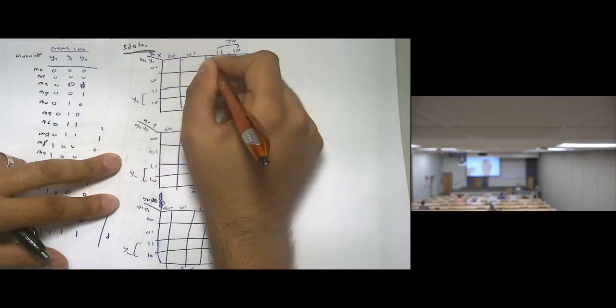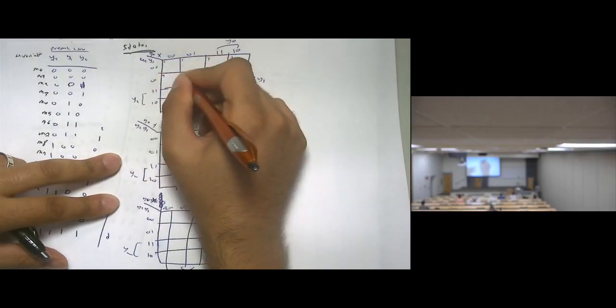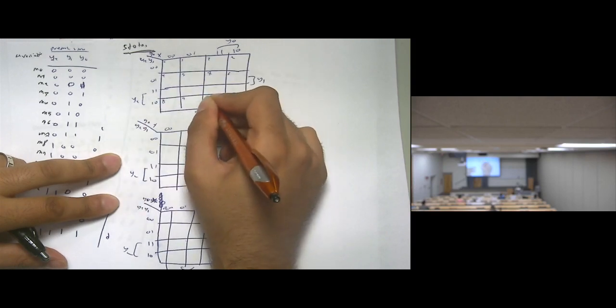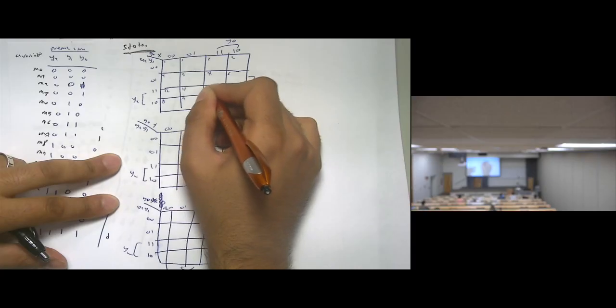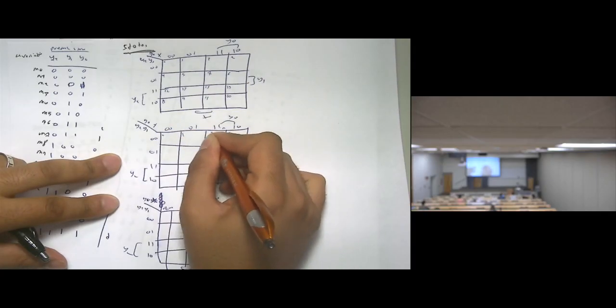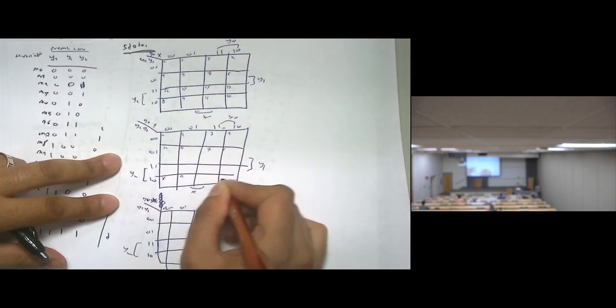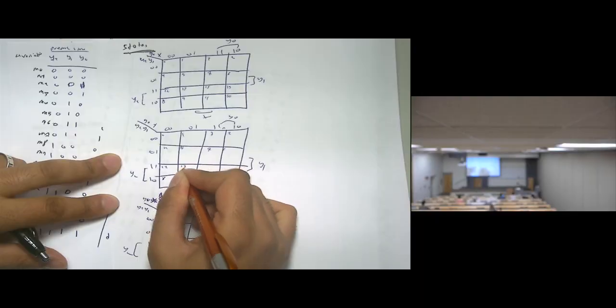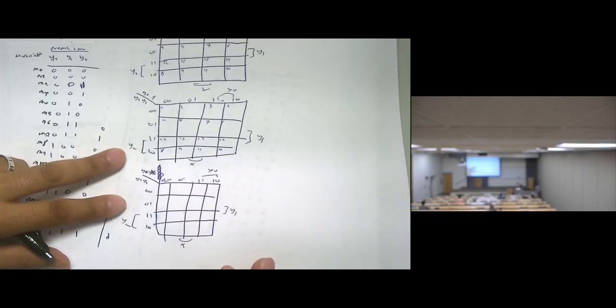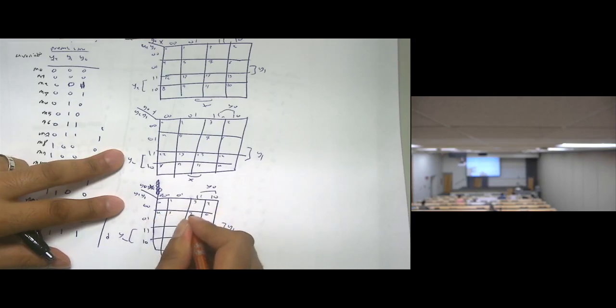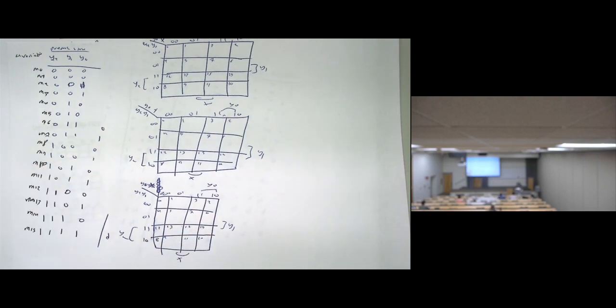Here 0, 1, 2, 3, 4, 5, 6, 7, 8, 9, 10, 11, 12, 13, 14, 15, and the same numbering 0 through 15 for each of the other two maps. Okay?